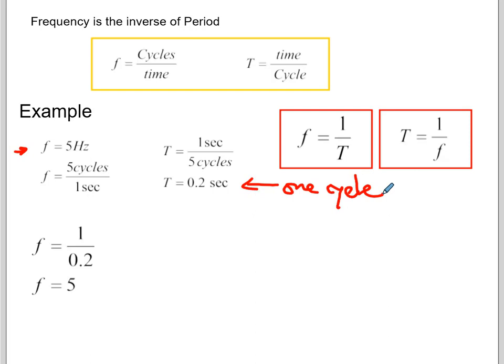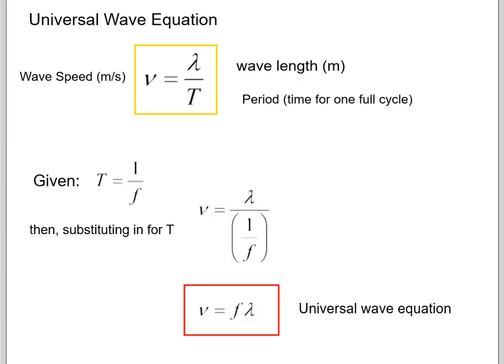And again, if you do the math here real quickly, 1 divided by 0.2, how many 0.2s fit inside a 1? 5 of them. Cool. So we're going to take advantage of that.